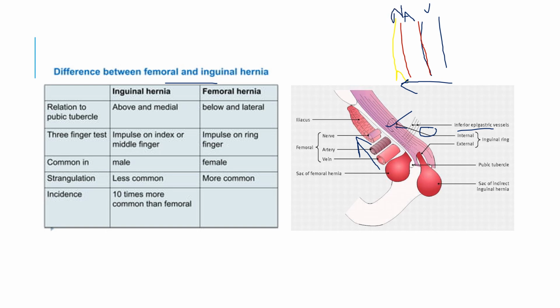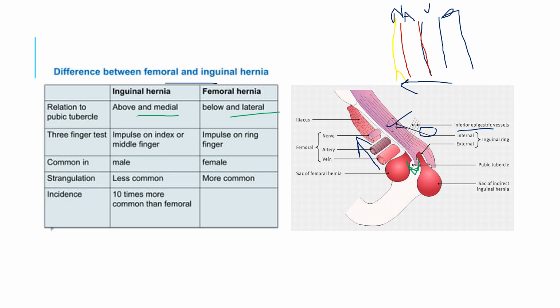Now, medial to the vein, you have the femoral canal or space. Basically, there are some lymph nodes and all. There, you can have a defect, and abdominal content can push through that. So that is a femoral hernia. You divide them based on the pubic tubercle. In relation to the pubic tubercle, above and medial is inguinal hernia, below and lateral is femoral hernia.